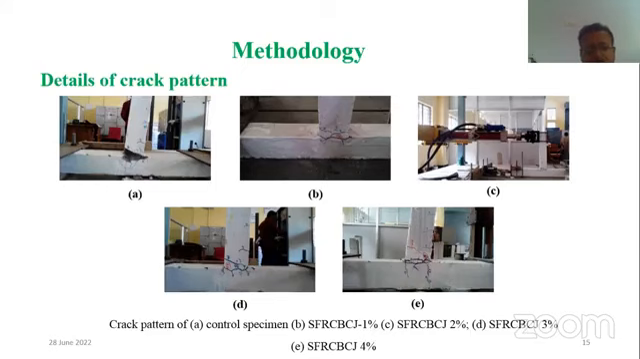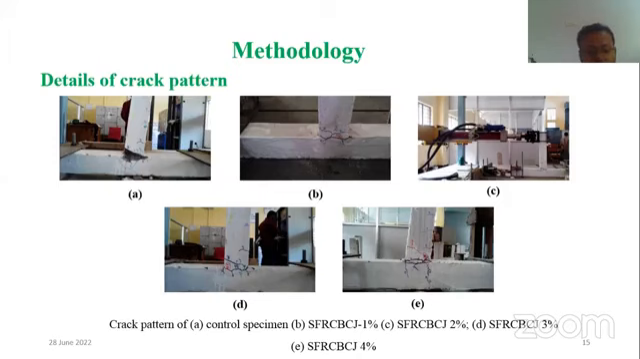We can see here the crack pattern. First, the specimens are uncracked after casting, and they are cured for 28 days. After curing, they are painted with white lime to make the crack easily visible. Okay, so this painting is very important for better visibility of the cracks developed.